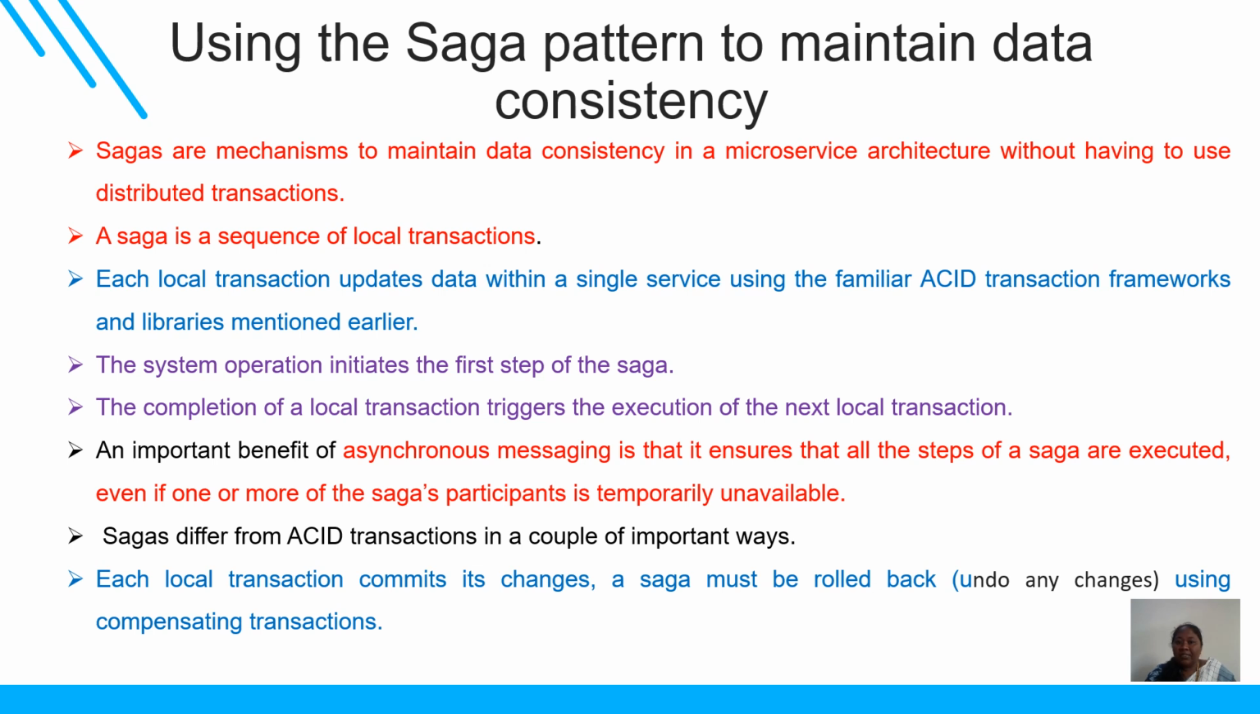So we are applying the Saga pattern to maintain this data consistency. The Saga mechanism maintains data consistency in a microservice architecture when you use this distributed transaction style. Saga is a sequence of local transactions. As I have told, every time a service is raised, the updates are going to be given back. Each local transaction updates the data within a single service using the familiar ACID transaction framework. The system initiates the first step, till the completion of the last. Each and every message is going to be triggered to the next local transaction to initiate it.